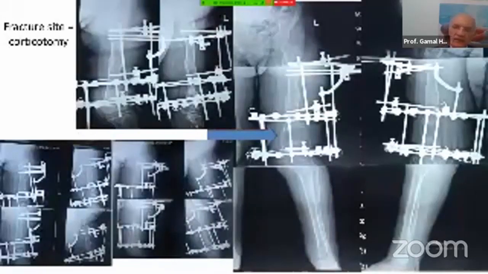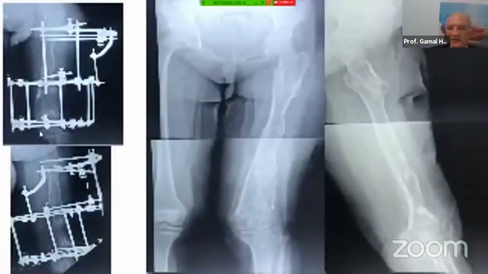Then we wait the waiting period for a couple of weeks, not 1 week, a couple of weeks. Then we start gradual lengthening. So we reached about an extra 6 centimeters and we corrected the deformity. You see the regenerate, very good regenerate because it's closed corticotomy. This is the best type of corticotomy. So you can use the fracture as a corticotomy.